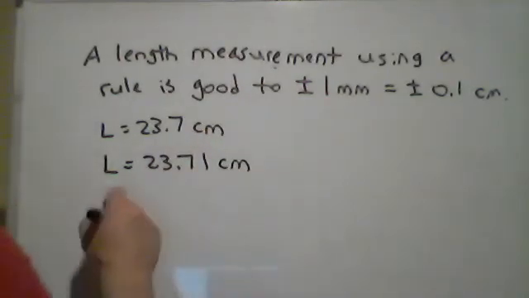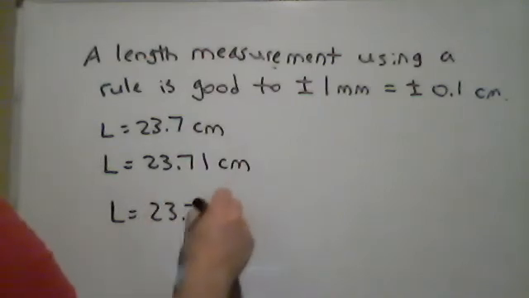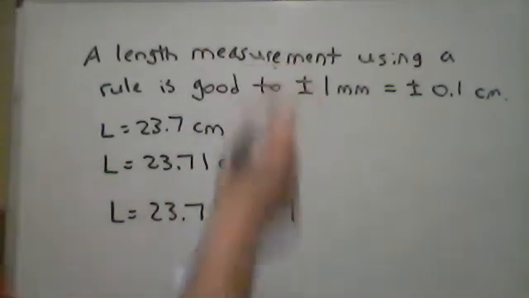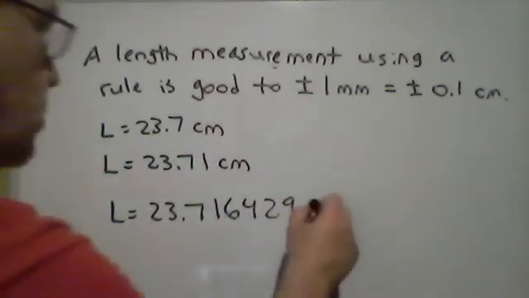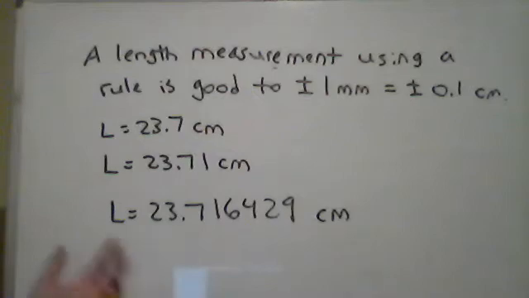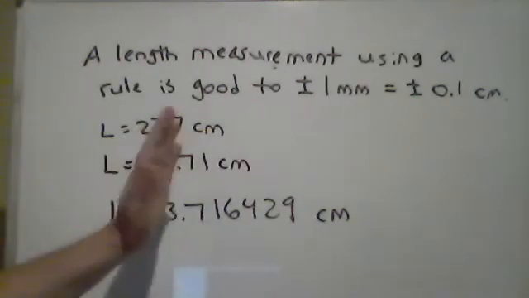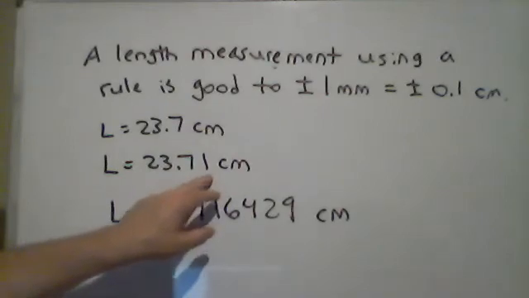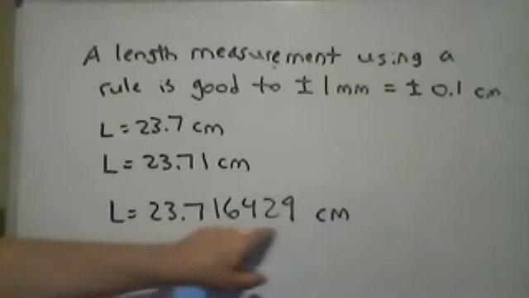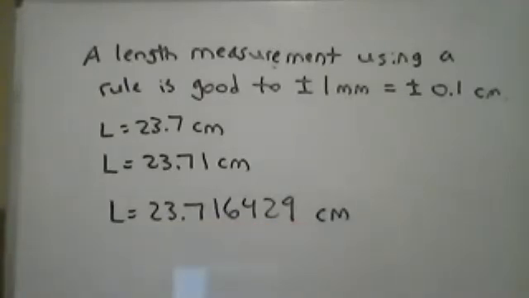But if I were to do something like this, 23.716429 or something like that, that's garbage. There's no way using a ruler that I could know this length that well. I'm stretching it. This is my first value of uncertainty. I'm kind of eyeballing to get that 1. But there's no way that I can argue 6429. I can't have that many what we call significant digits. My measurement device is not that good to do that. I cannot argue that kind of precision.